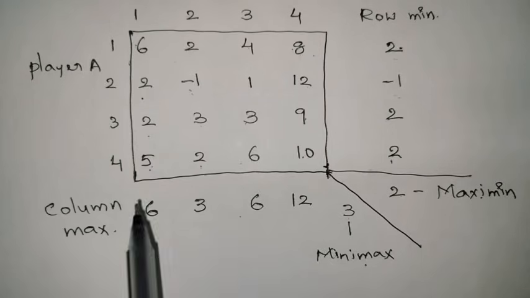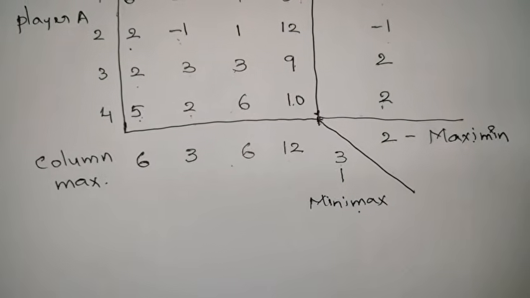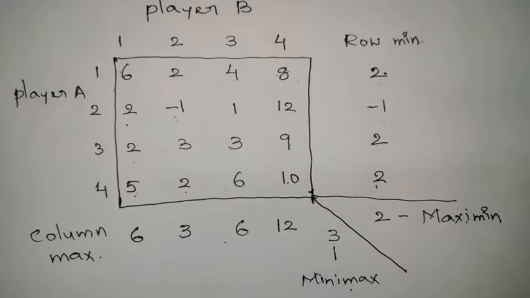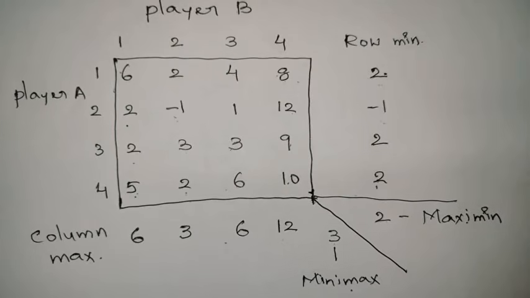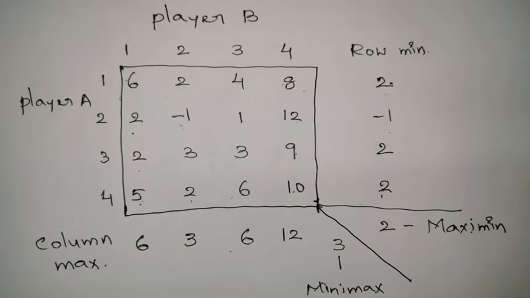So let us convert this 4 by 4 matrix into a 2 by 2 matrix by the dominance principle. Let us verify the dominance. First of all we need to check the row dominance. If row dominance does not work out, then we have to verify the column dominance.